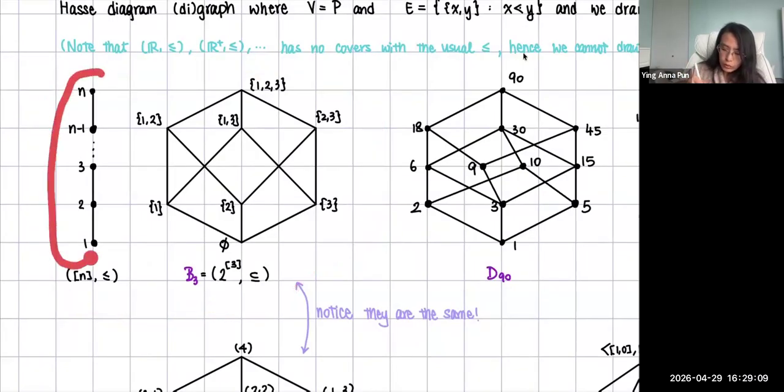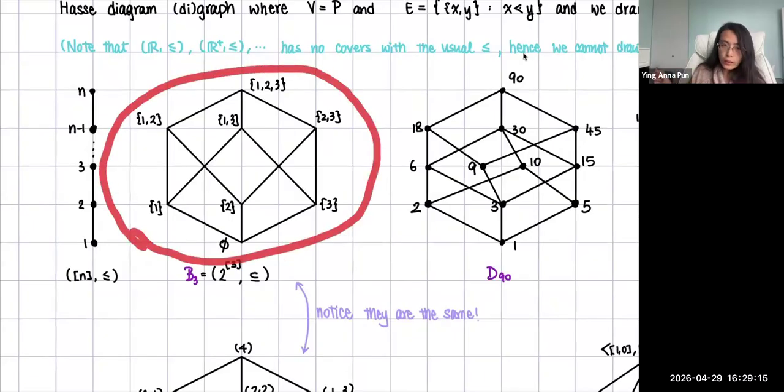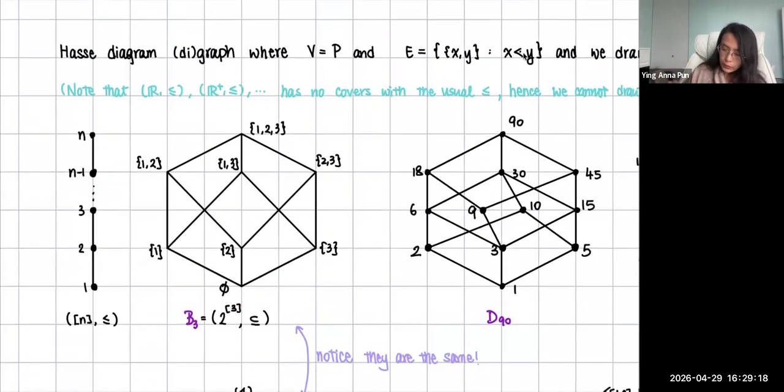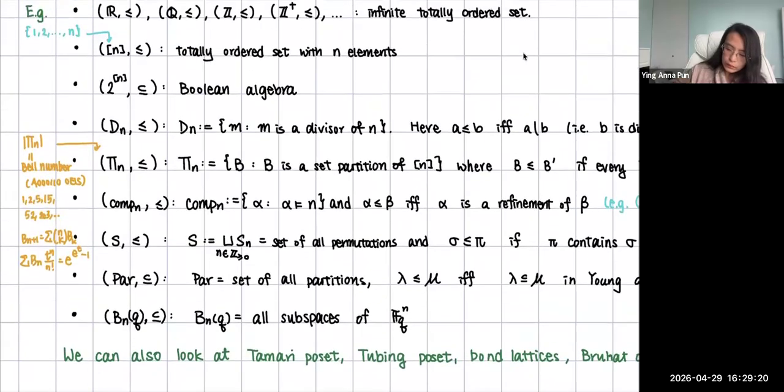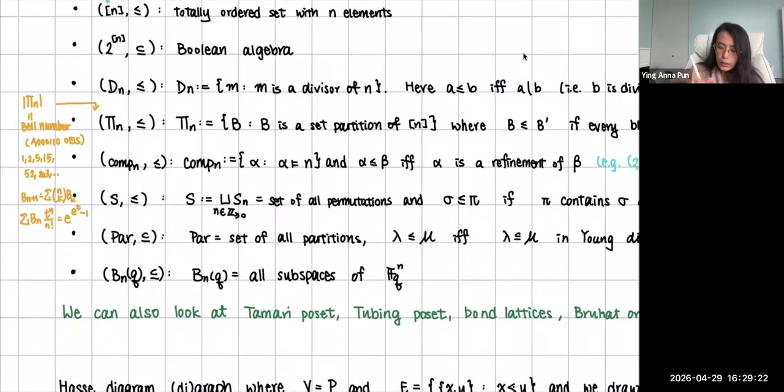This is the total order, so you see that's the straight line. And then here, this is the Boolean algebra on 3 elements. All right, so go back here, to the list of things that we talked about last time.